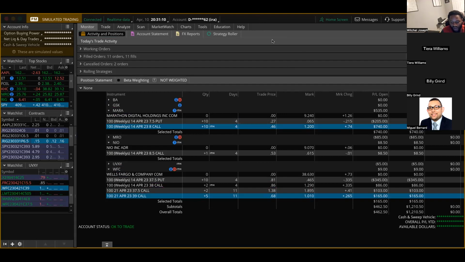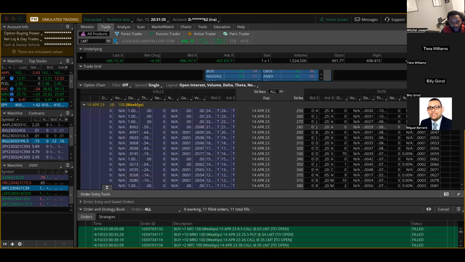Are you executing from Active Trader? Yeah, I execute from Active Trader. Sometimes I don't, but it's much better when I do. It's much better executing from Active Trader. All right, so this is Active Trader, y'all.